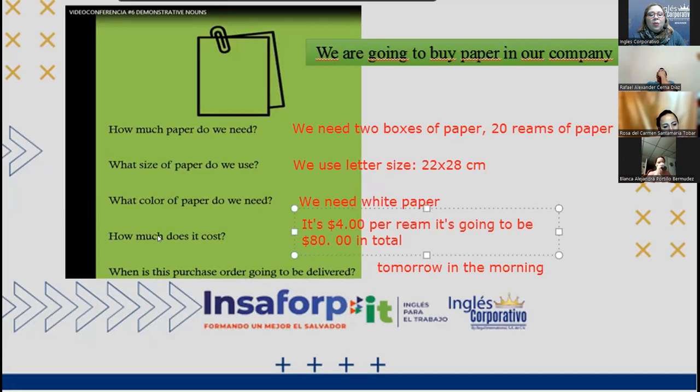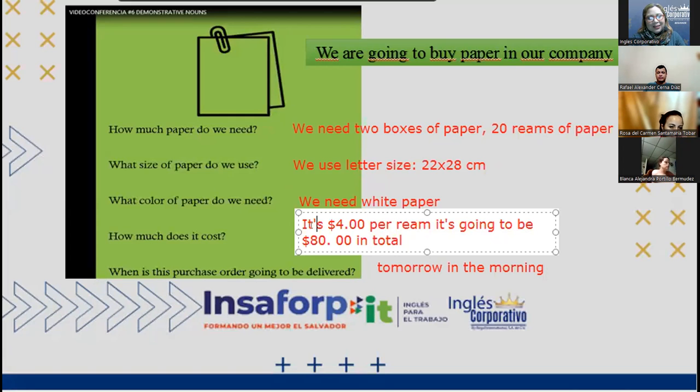Vamos a ver, how much does it cost? Aquí sí ya la tenemos completa, porque la respuesta cuando damos el precio es it's. Okay, it is or it's. Yeah, $4 per rim. Y aquí hicimos otra oración aclaratoria. It's going to be $80 in total.